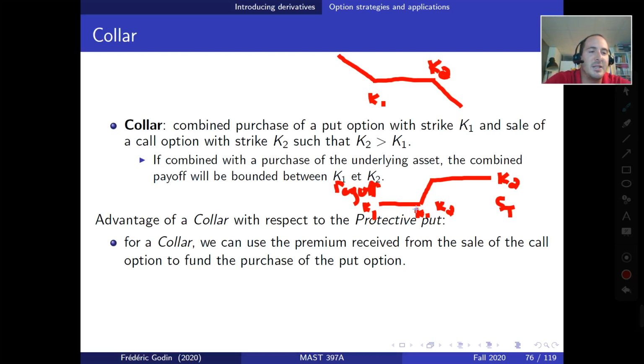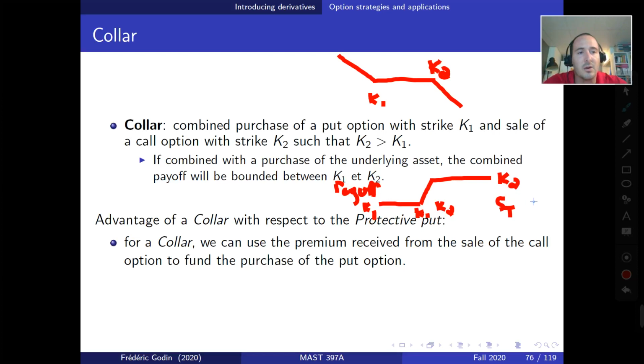So this strategy allows removing upside risk in order to get some premium, and typically you use that premium to purchase the option with K1 and remove downside risk. So if you're averse to risk, you might be willing to lose a bit of upside in order to protect yourself from downside risk. This is a typical strategy involving options that is used in practice for people who are ready to forfeit some upside in order to protect themselves against downside risk.